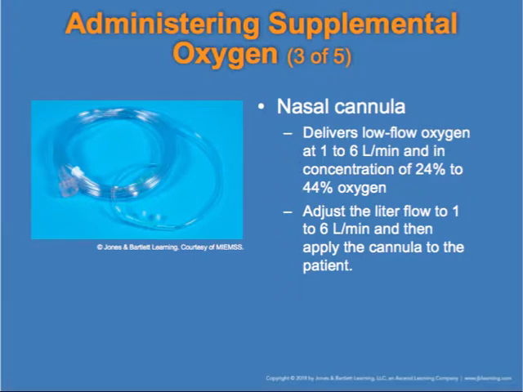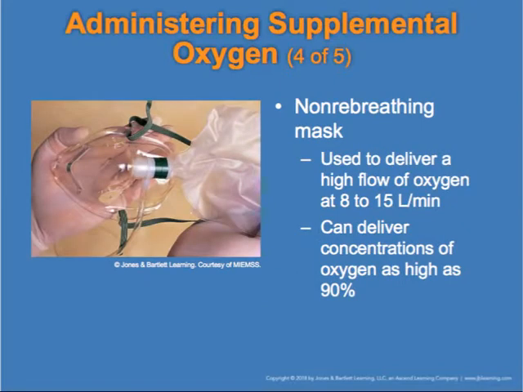Nasal cannulas. You can only give so much oxygen through a nasal cannula. It's designed for a low flow of oxygen, about 24 to 44%, at a rate of about 1 liter to 6 liters per minute. You have the ability to adjust the liter flow between 1 and 6, and once you have it set to whatever liter you want to administer, then apply the cannula to the patient.